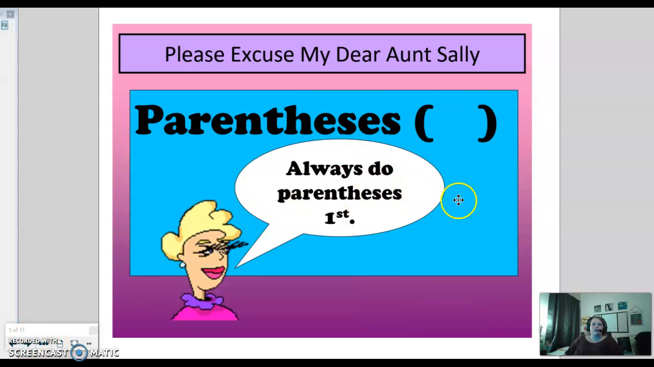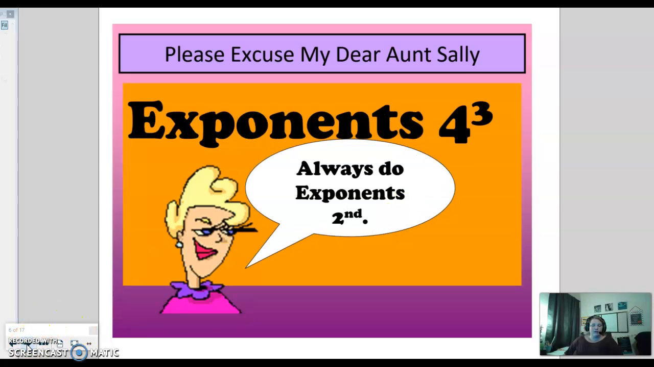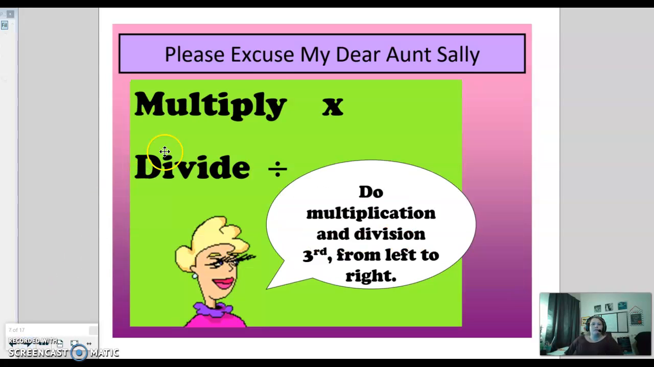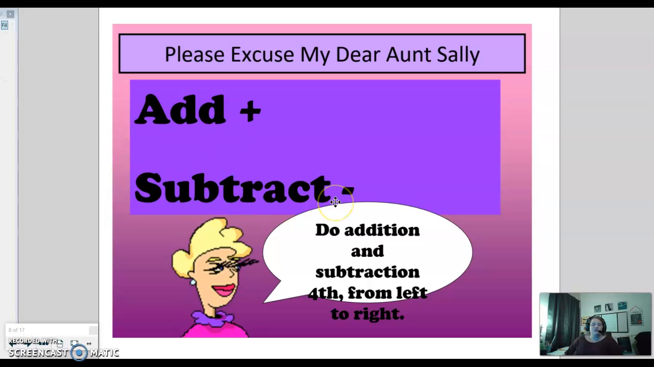So parentheses, we always do parentheses first. Exponents, we do second. Multiply and divide go hand in hand. They have to be done together, whatever comes first, left to right. Think about when you're reading, you always read left to right. So when we're down to just multiplication and division, we have to go left to right. Same thing with addition and subtraction. They go very last, but we always have to do left to right.